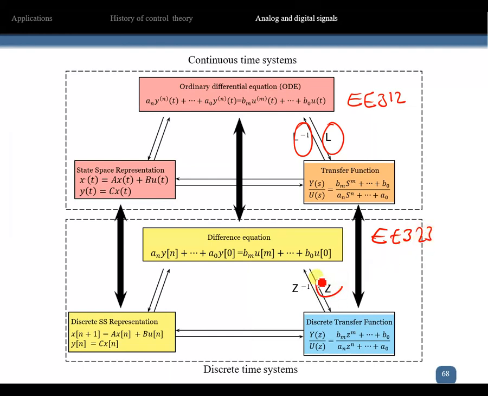In EE323, you will learn how to do the Z transform, the inverse Z transform, state space, and how to change state space to discrete. Then in week 6 you will easily change directly from an ordinary differential equation in the time domain to the discrete domain, and vice versa. Or if you have a transfer function in the S domain, you can easily change it to the Z domain, or state space in continuous time to state space in discrete time.